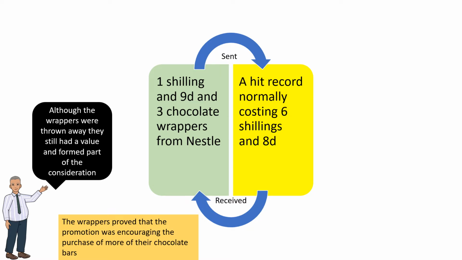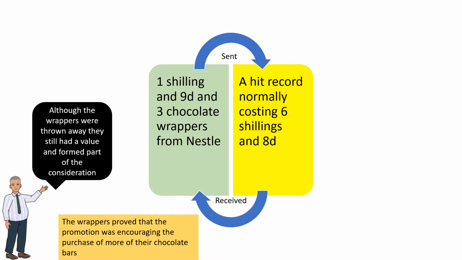So the customer, we can see, sends 1 shilling and 9 pence and 3 chocolate wrappers to Nestle. In return, they get a hit record which would normally have cost them 6 shillings and 8 pence. So they receive that. So they get something for something. So clearly there is consideration.